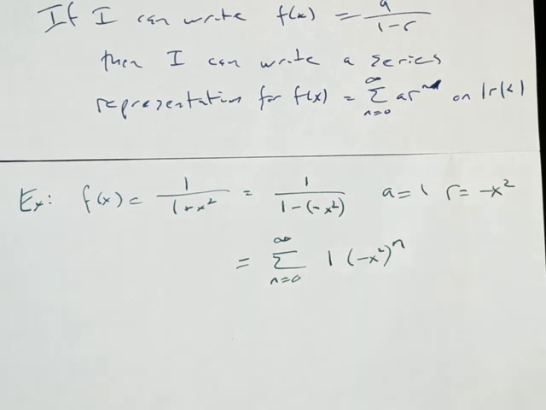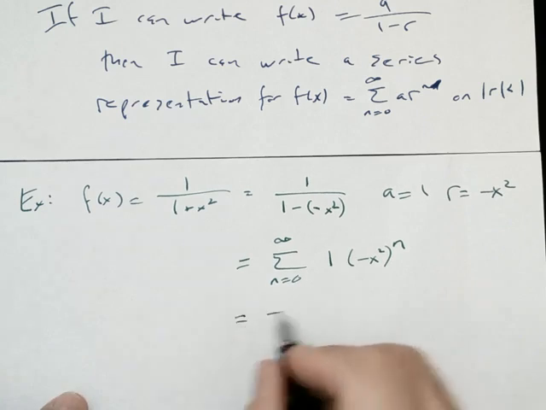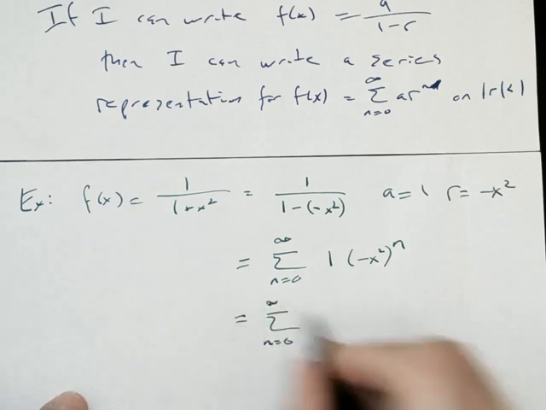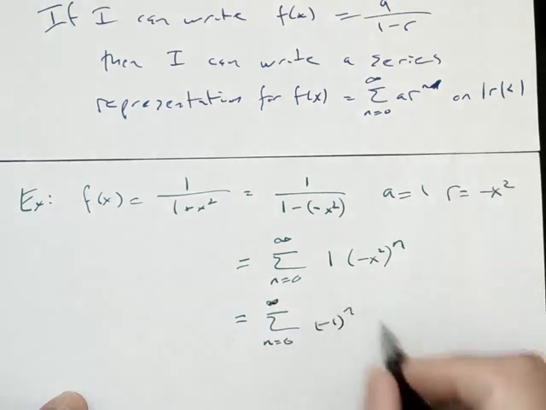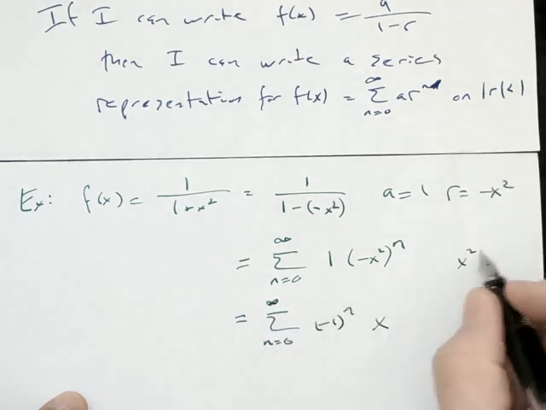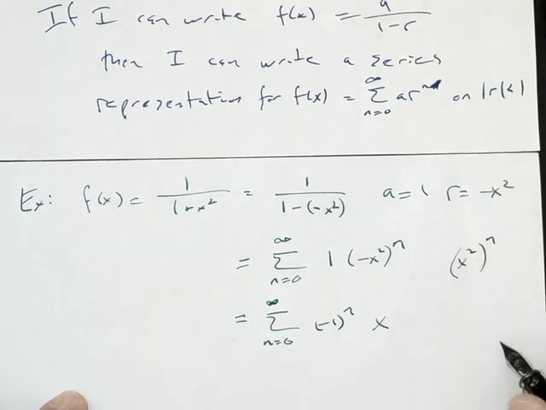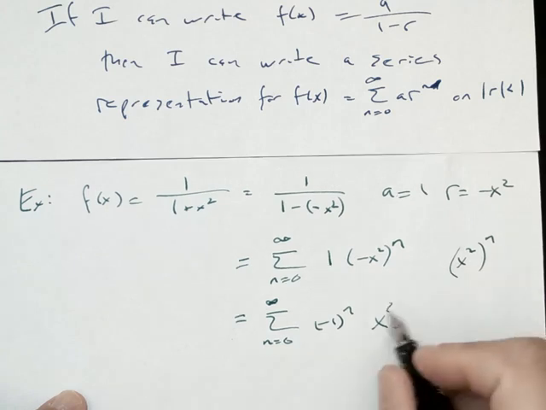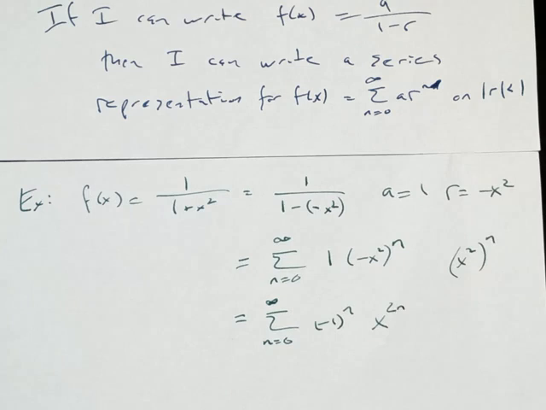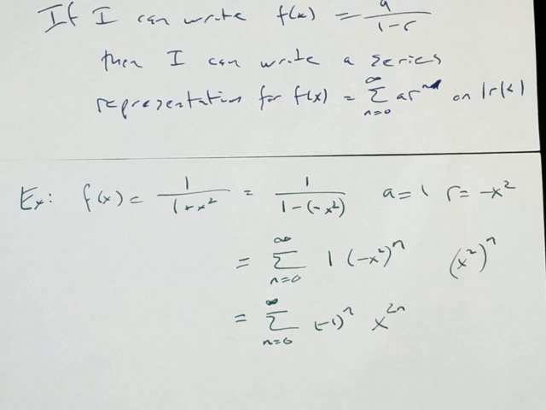I said this on Thursday about negatives inside the n power, that I've found it most often helpful to split those up. So I'm going to do that here. And I'm going to rewrite this as minus 1 to the n, and then x squared to the n. What do I do with those two powers? And so I get x to the 2n. I have a power series.